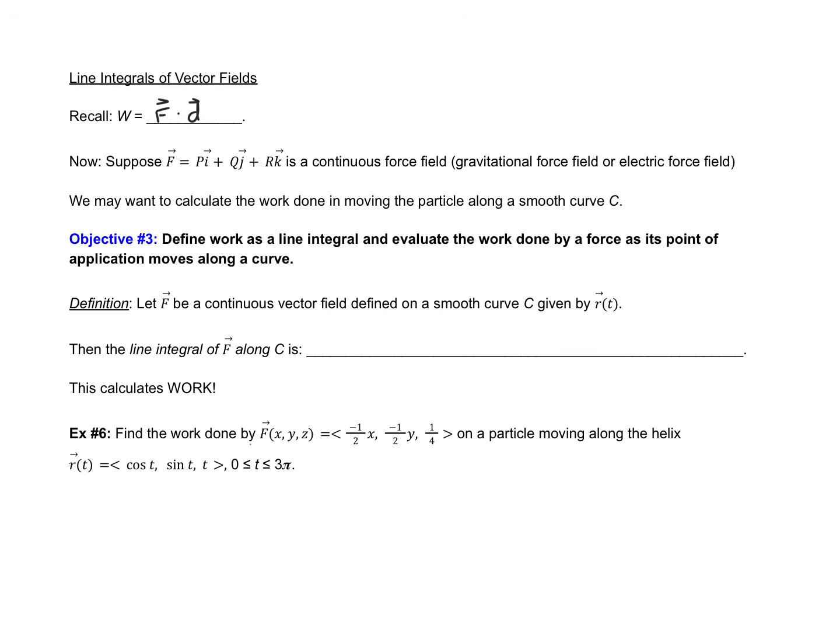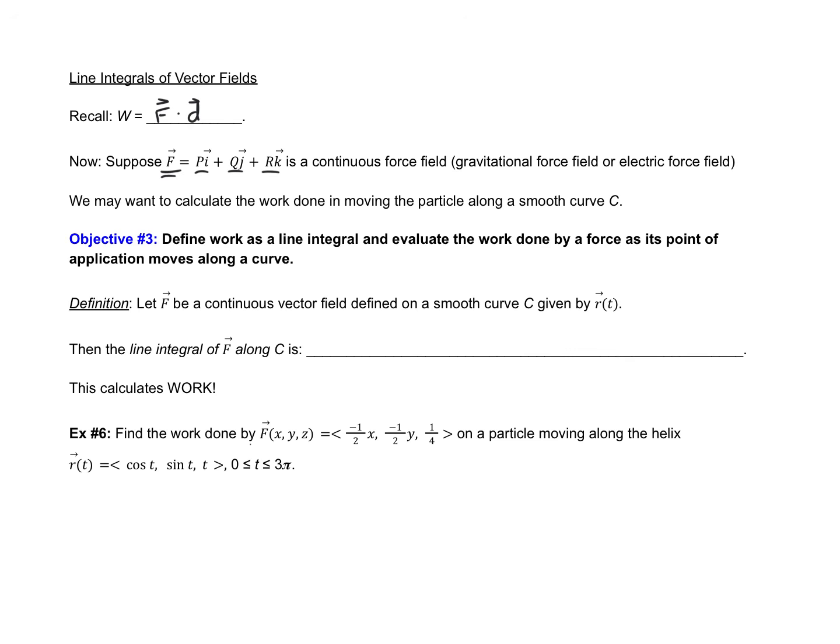So what we have now is, let's suppose that we have some vector field and the x, y, and z components are all going to be functions of some type. And that vector field is a continuous force field. So let's say maybe it's a gravitational force field, maybe it's an electric force field. What we want to do is we may want to calculate the work done in moving a particle along a smooth curve C. So this leads us to our next objective and our next definition. Let F be a continuous vector field defined on a smooth curve C given by r of t.